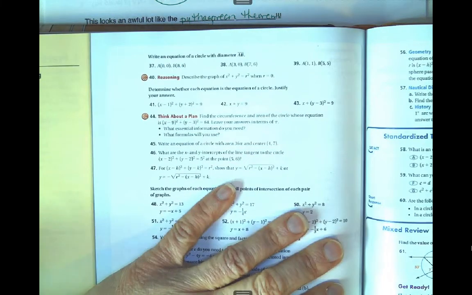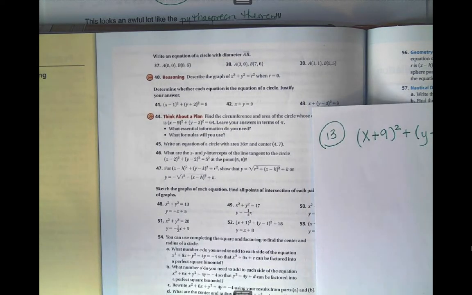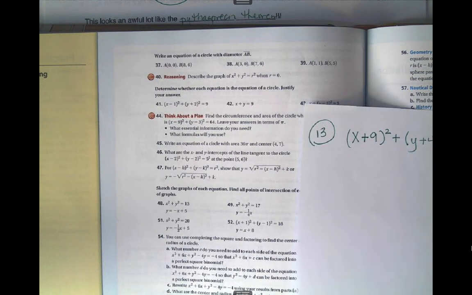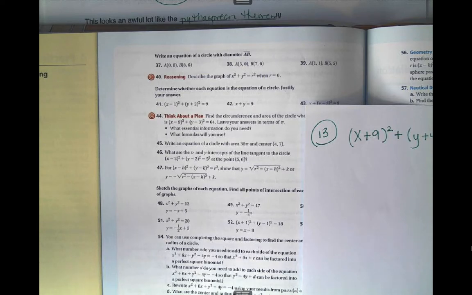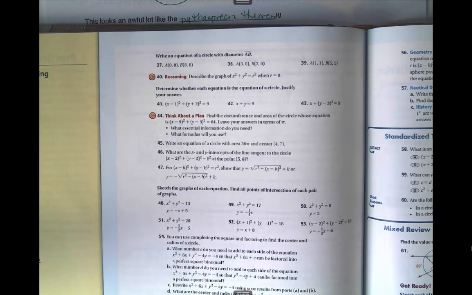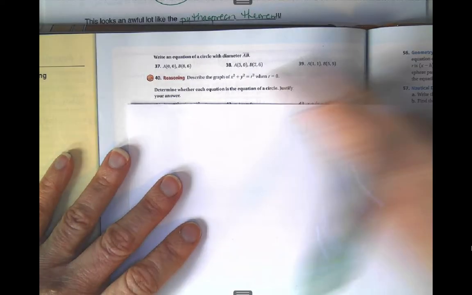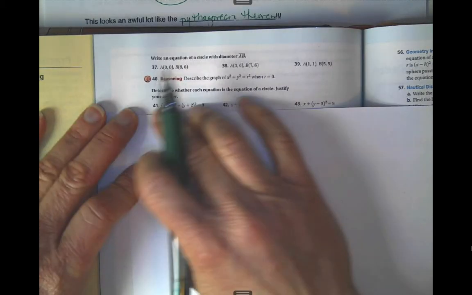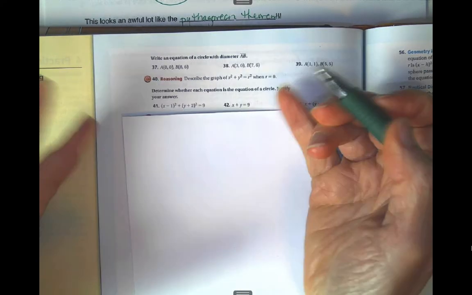Then 38 is a little bit like the last problem, but also a little different. It says to write an equation of a circle with the diameter AB. When I write my equation of a circle, I need to know where the center is and what the radius is. If these are the endpoints of the diameter, I can find the midpoint, because the midpoint of the diameter is the center of the circle.